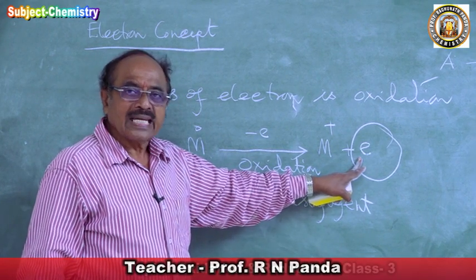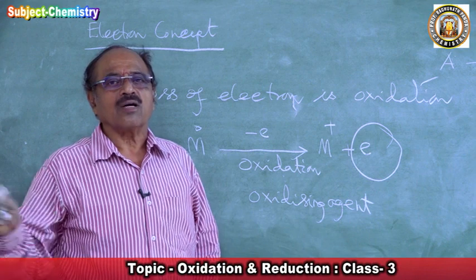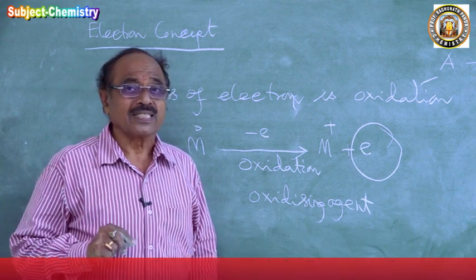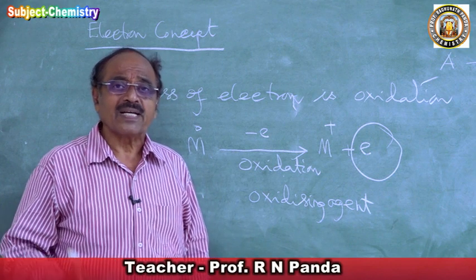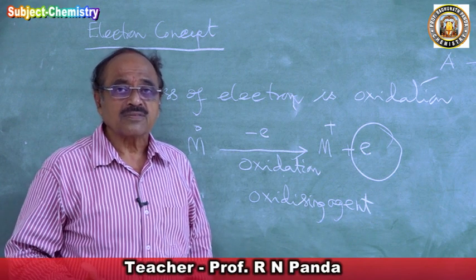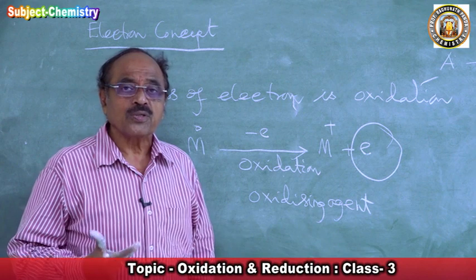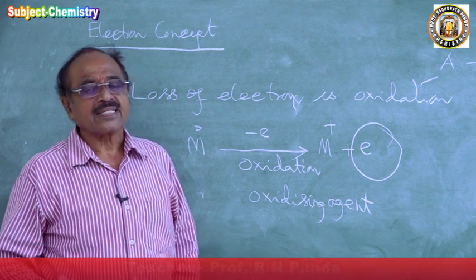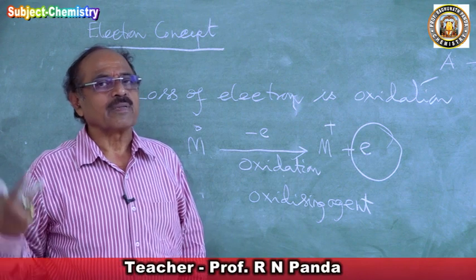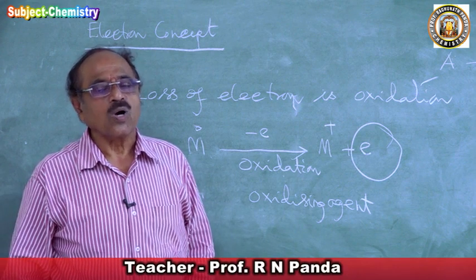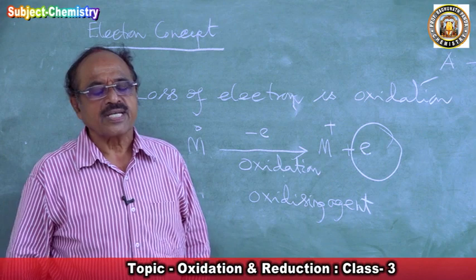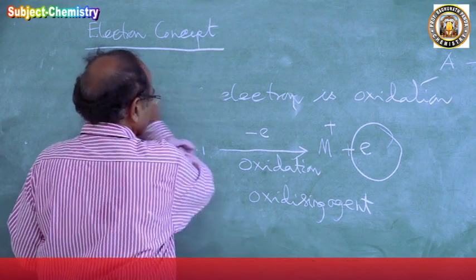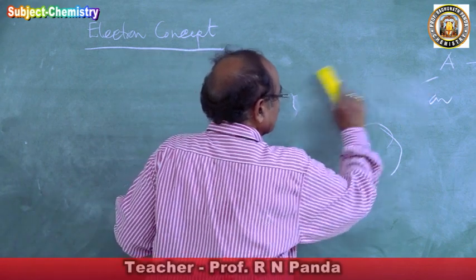So all electron acceptors are very good oxidizing agents. All electron acceptors have the ability to accept electron. That means those substances which are electron deficient act as oxidizing agents. They have the capability of bringing out oxidation. All electron deficient substances are also very good oxidizing agents. So according to the electron concept, what will be our oxidizing agent?